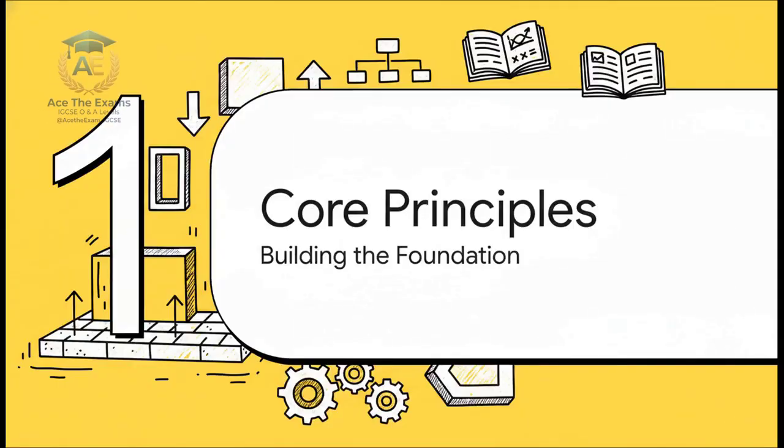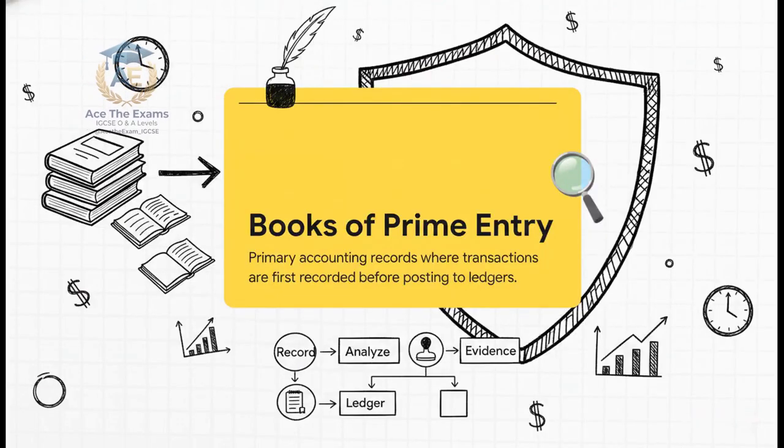Section 1, Core Accounting Principles, Building the Foundation. Notice the absolute precision of the language used in this definition. Books of prime entry aren't just rough notebooks or scratch pads. They are the primary accounting records where business transactions are first systematically recorded, analyzed, and evidenced before posting to ledgers. The theoretical architecture of your entire exam rests on these precise definitions and causal relationships. If you don't truly understand that these records are the ultimate evidence base for your reasoning, you're going to struggle to build your analytical framework later on. You have to know the foundational rules before you can evaluate them.